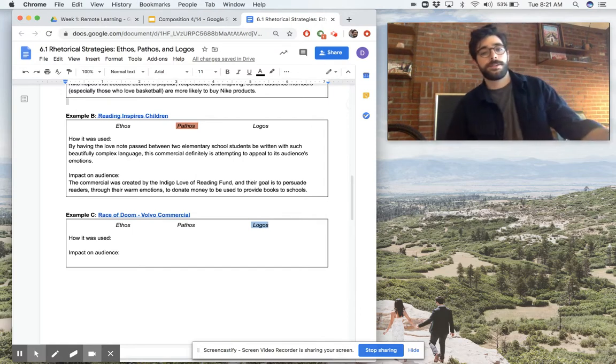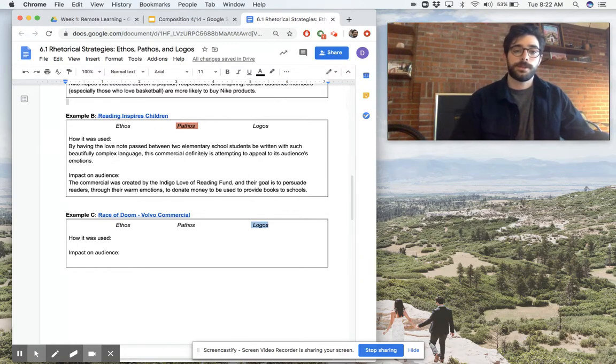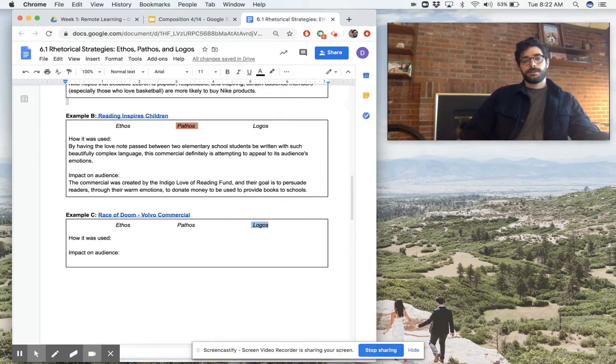All right, so you've had a chance to explain how an appeal to logic was being used in that Race of Doom Volvo commercial. And if you said that they were trying to appeal to logic by showing how Volvo, more than any other car company, puts its cars through these safety tests, and then using the reasoning that because the car has been tested so thoroughly, then it would logically be safer, then you'd be on the right track here. The impact on the audience would be to logically try to make them feel safe.